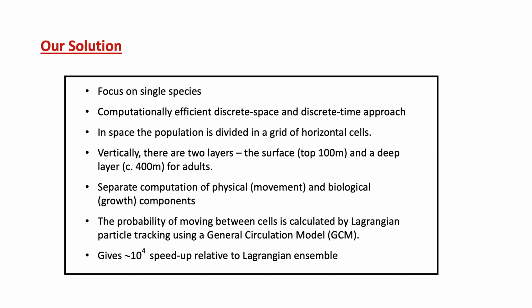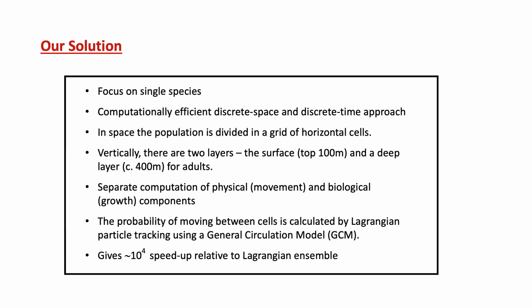Vertically, there are two layers. So we have the surface layer, which is the top 100 meters, and a deep layer about 400 meters for adults. So the surface layer is for transport of eggs and larvae in the young stages of the population. But for the mesopelagic, the adults are much deeper. So although we don't represent the movement in full 3 dimensions, we do represent this developmental distinction between the eggs and larvae and adults.